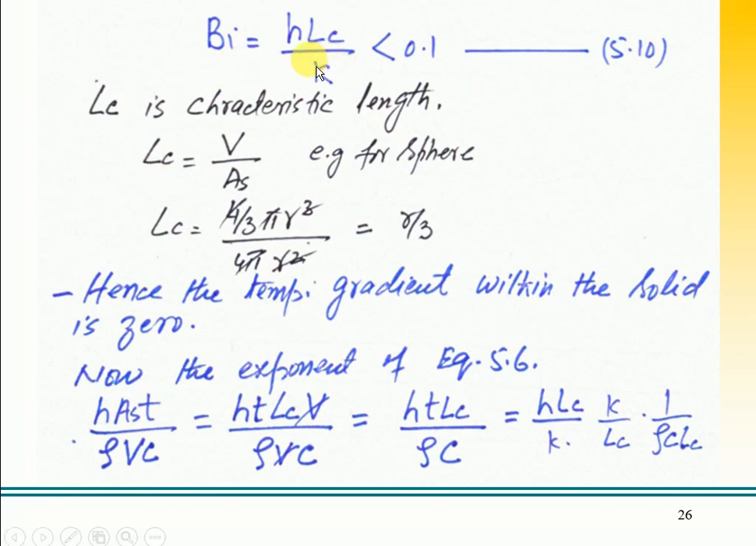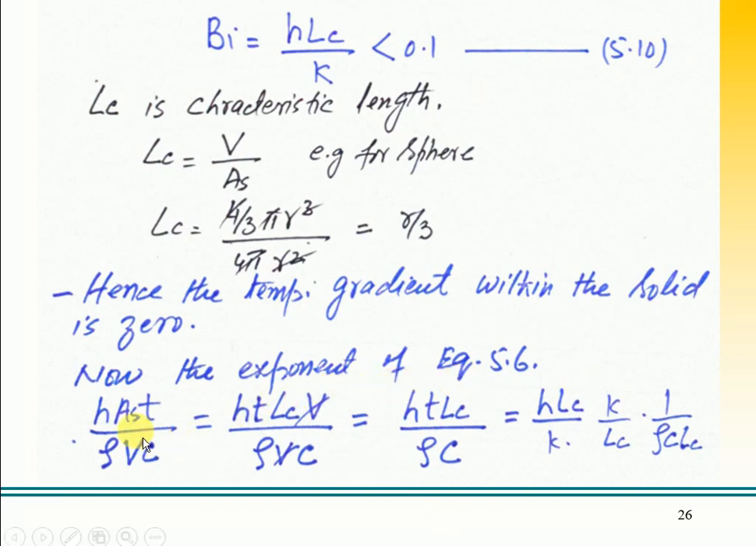People made this criteria like this: the Biot number h L_c by k is less than 0.1. L_c is basically the characteristic length, which can be found out by V by A_s. For example, for a sphere, the volume is 4 upon 3 pi r cubed. I just show you one of the shapes, and later in a problem and example I will solve further. The surface area of the sphere is 4 pi r squared, and if we cancel, we get r by 3. Hence the temperature gradient within the solid is 0, by assuming the lumped capacitance model, if the Biot number is less than 0.1.